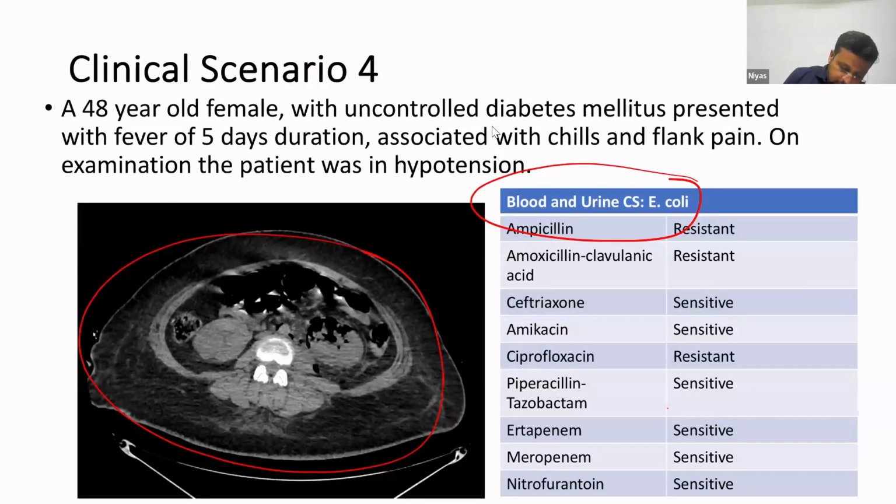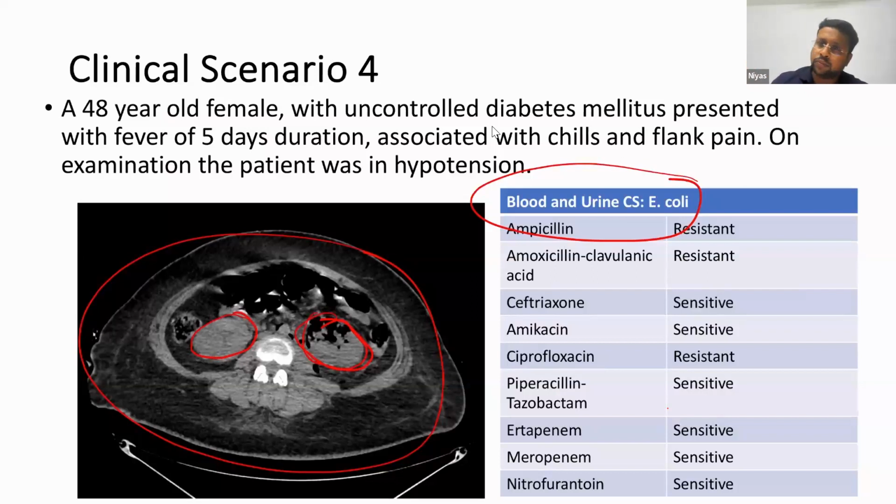So for the others, you can see there is a kidney here. So that is the right kidney, and this is the left kidney. The right kidney is normal, no problem. But in the left kidney, you can see there are many air pockets. Whatever is black in here is air. So air in the kidney, you call it emphysematous pyelonephritis, a kind of severe pyelonephritis.